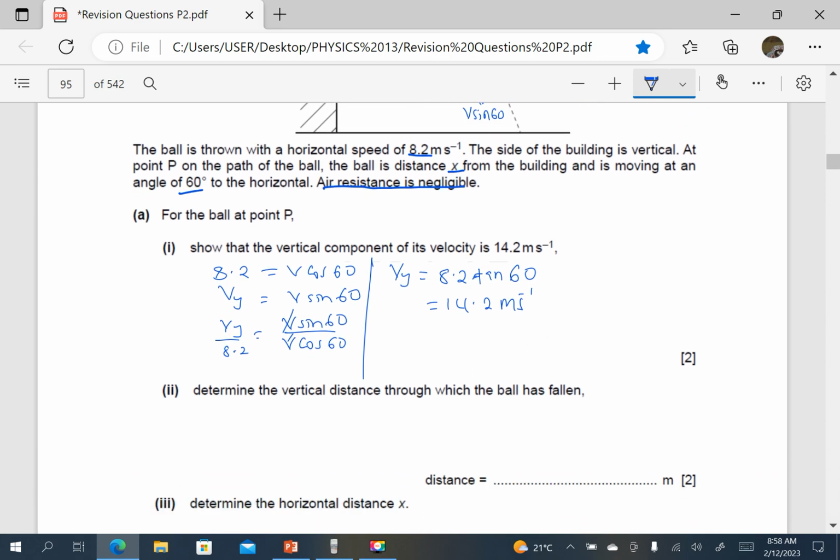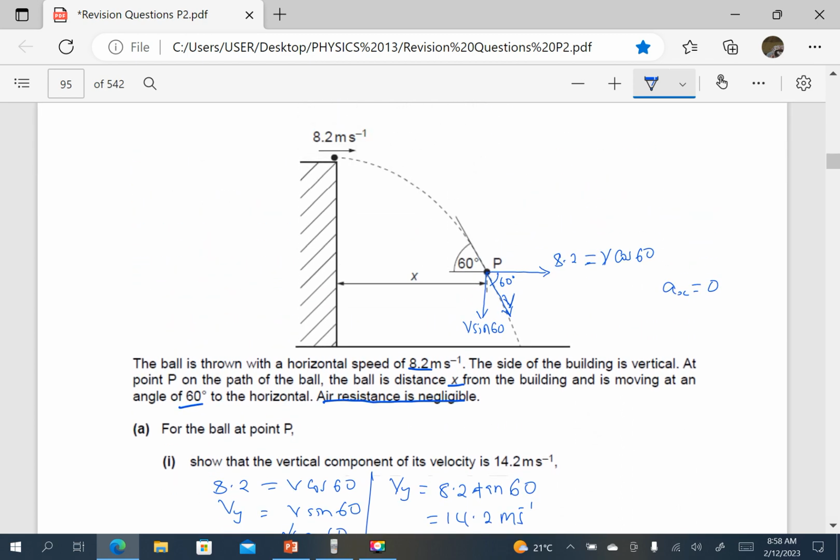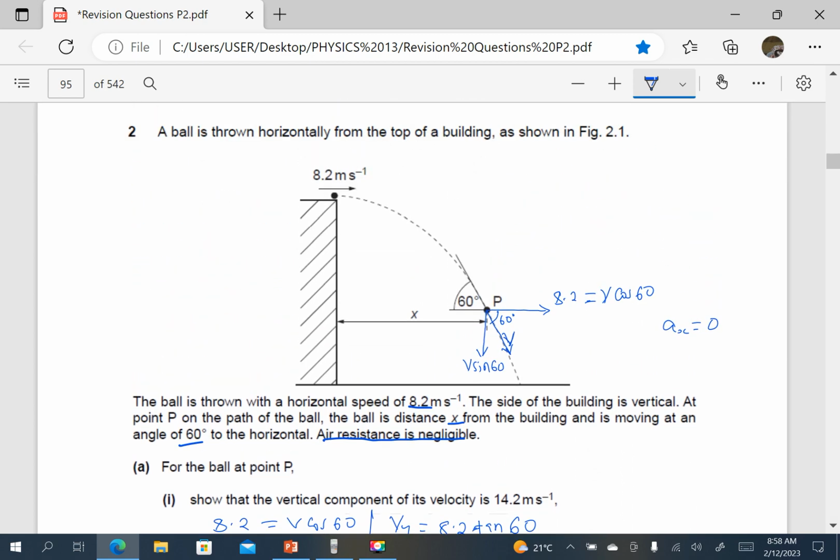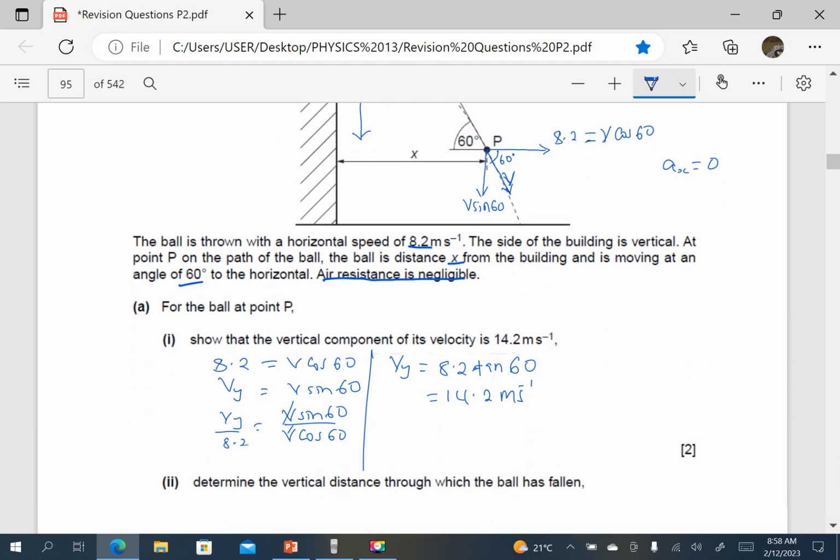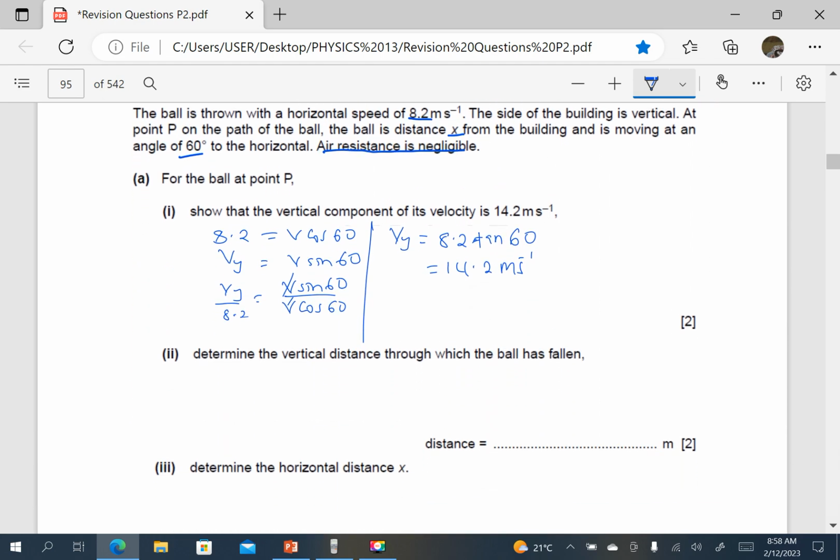Okay. Determine the vertical distance through which the ball has fallen. Vertical distance through which the ball has fallen. In other words, we want the distance from the point of projection to point P in the vertical. Since it was initially moving horizontally, if I consider vertical motion, it means the initial velocity in the vertical is 0. So I will use v squared equals u squared plus 2as.